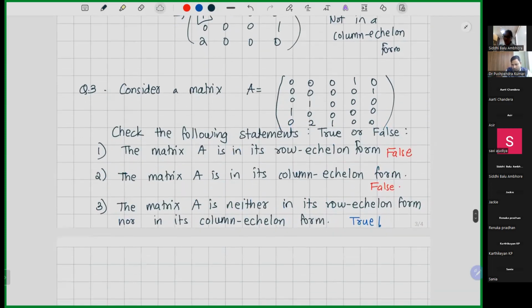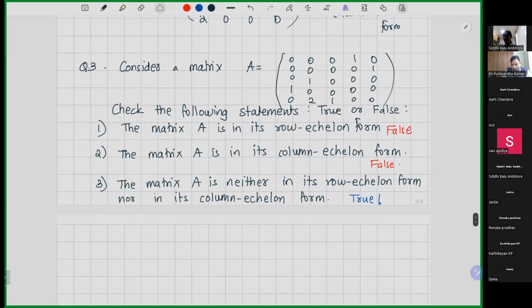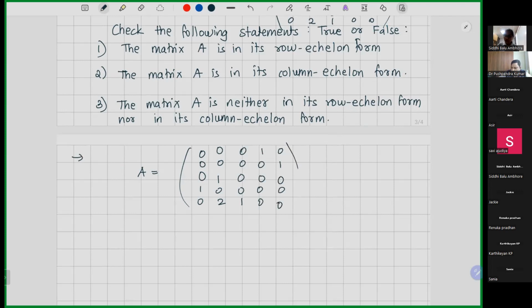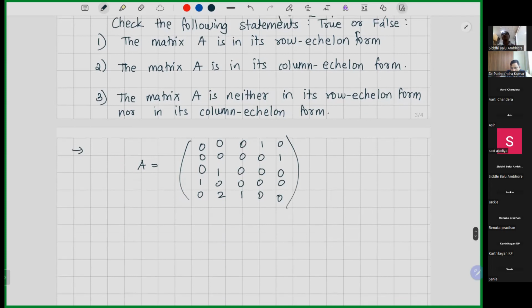Okay, so what is your guess here? Whether this matrix, let me write this matrix again. A is 0 0 0 1 0 0 0 1 0 2, everything 1. Meanwhile, please guess based on the written rows whether this is in row echelon, column echelon, or in what form. Any guesses?